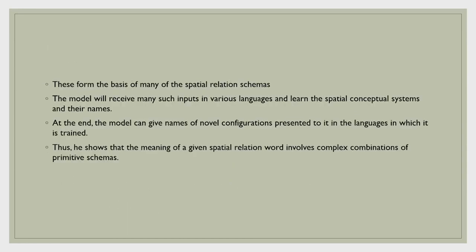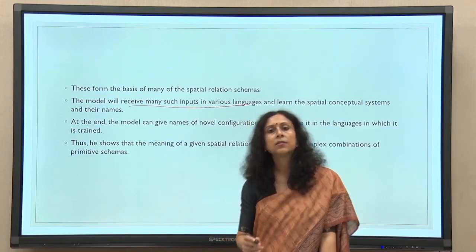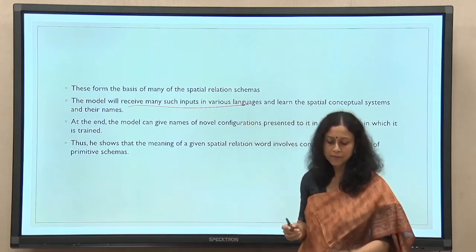people from many languages came and looked at those objects and spelled out what it is, and the computer started and learned, and gradually it received many such inputs from various languages and ultimately learned the spatial conceptual systems and their names. And then the model was exposed to new, novel configurations of objects and spatial arrangements, and the system gave out the correct names. So, there was input data, the training data, and then there was test data on which the model was tested, and the model successfully gave out all the names.